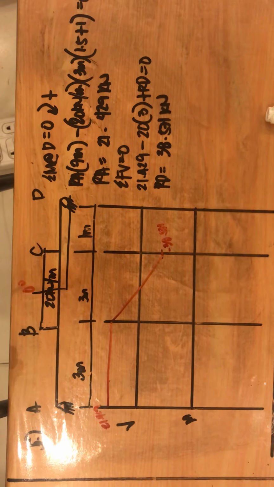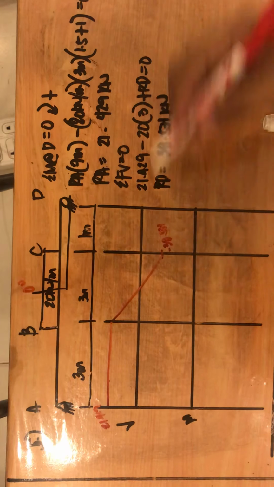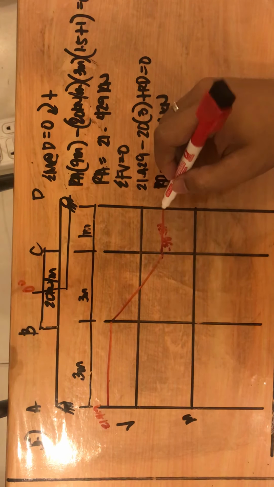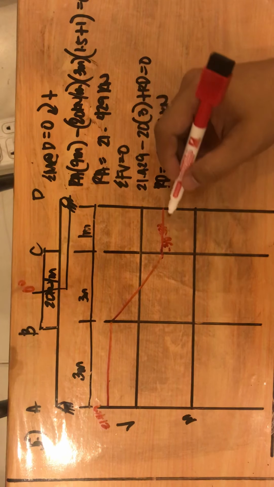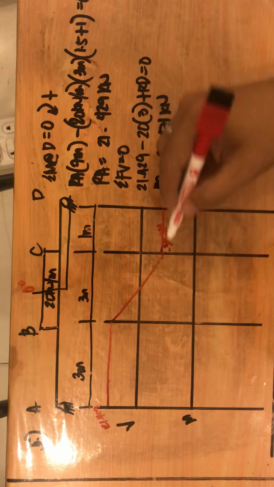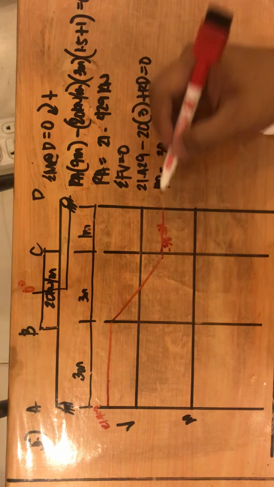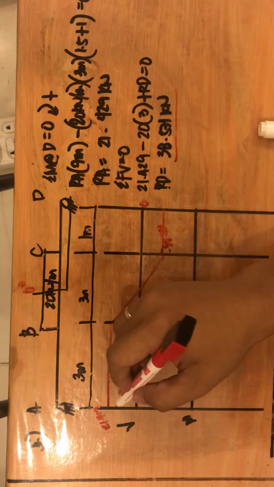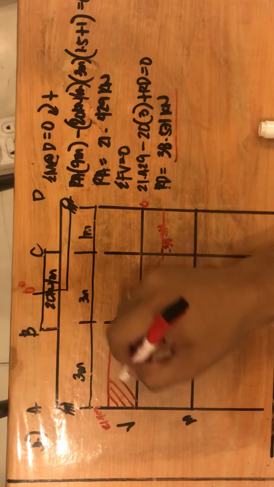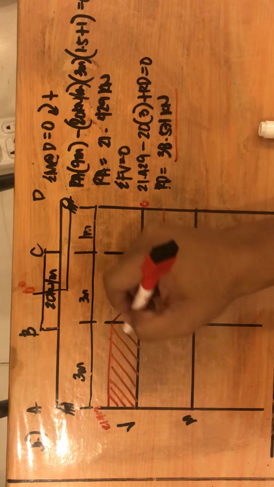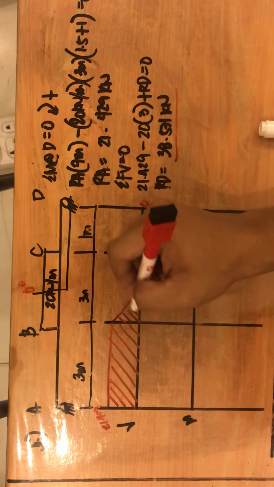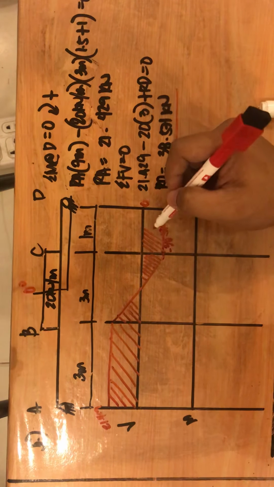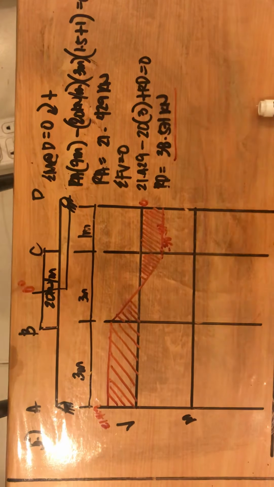Then, next. From point C up to point D, wala tayong load, so it means straight line lang yan. Dito, 38.571 yan, since straight line, so parehas ng value dyan. So, plus tayo ng 38.571, so equivalent to 0. So, ito na yung ating shear diagram for the beam shown. Okay?